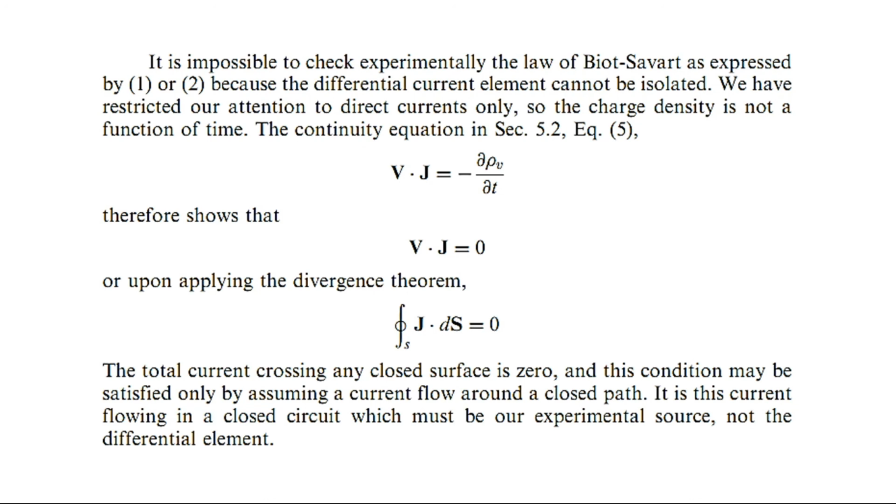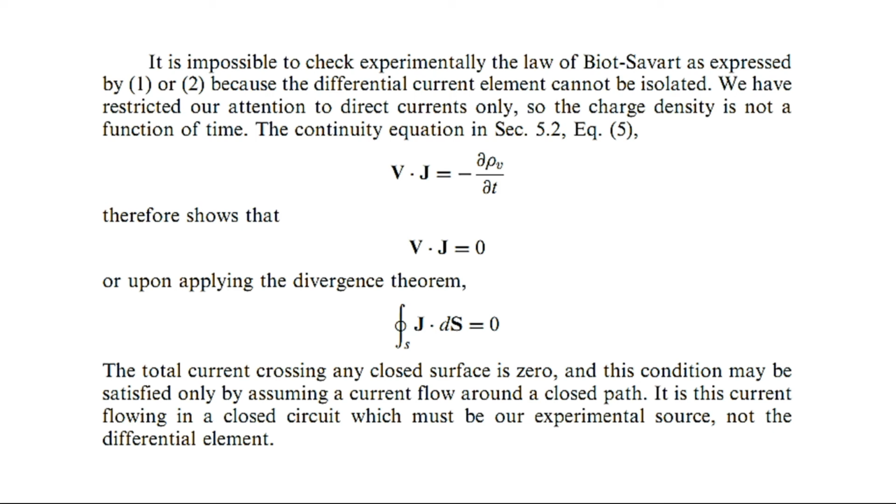It is impossible to check experimentally the law of Biot-Savart as expressed by 1 or 2 because the differential current element cannot be isolated. But remember that we can check the integral form of Biot-Savart. We cannot check the differential form because the differential current element cannot be isolated from a filamentary conductor, and we have restricted our attention to direct currents only. So the charge density will not be a function of time, as we are talking about direct currents.